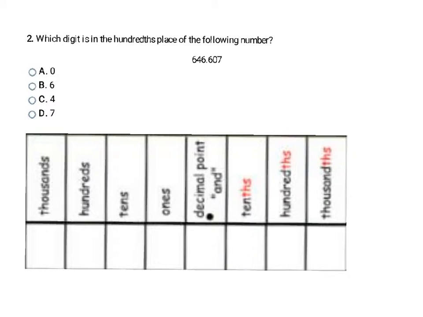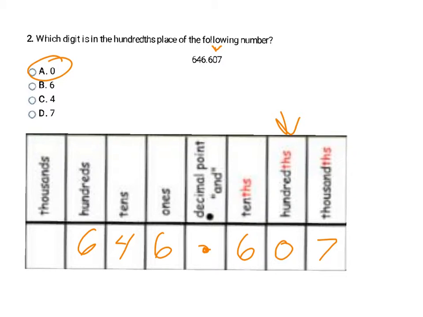The question here asks, what is the digit in the hundredths place? Well, the hundredths place is going to be 2 over from the decimal, making it 0, and then you can use your chart to check it. So I put in my decimal, and then I write all of the numbers to the right and to the left, starting at the decimal and working over both ways. And then it confirms that the 0 is in the hundredths place, which is choice A.